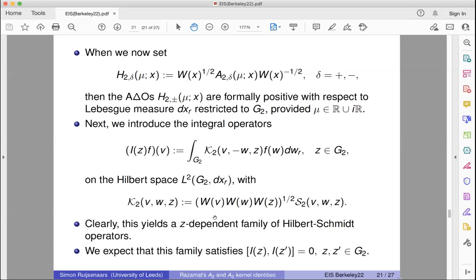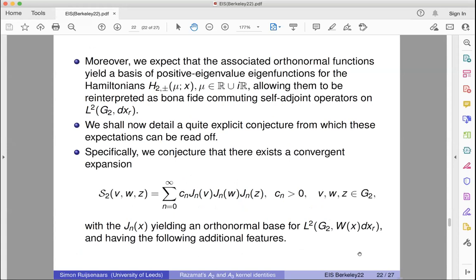There's this dependence on Z, and the expectation is that you actually have commutativity when Z and Z prime are varying over this configuration space. Now, we also expect, the Sagana conjecture, that the associated orthonormal functions are actually complete. That's not something I can prove. I can prove it in other settings, in the Calogero-Moser settings, for these kernel functions viewed as Hilbert-Schmidt operators, that they actually are complete. I mean, you have an integral operator, it's Hilbert-Schmidt, but what you do not know is that its null space is trivial. It could be an infinite-dimensional null space. You just know that there's a singular value decomposition that involves orthonormal functions.